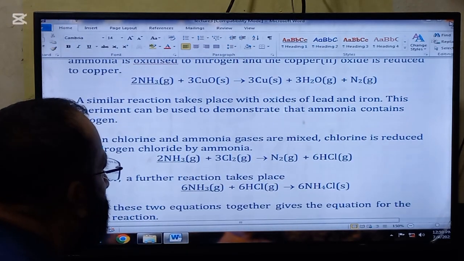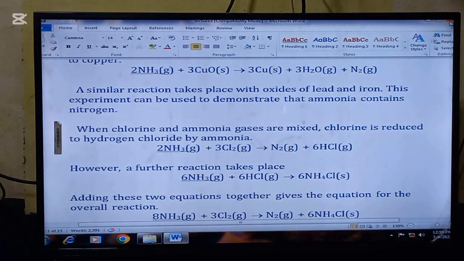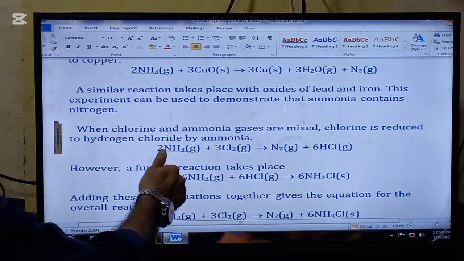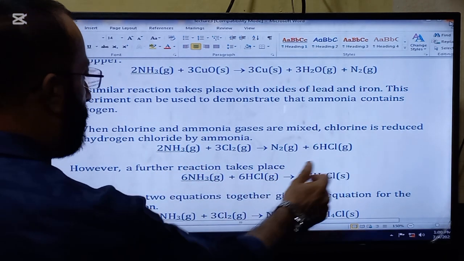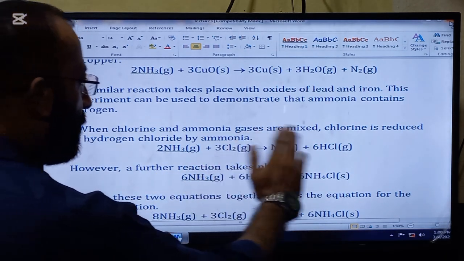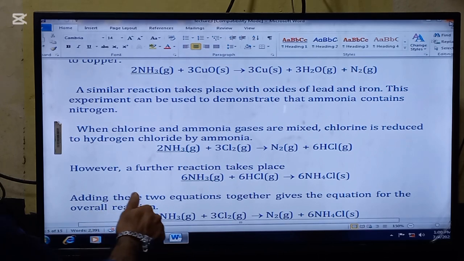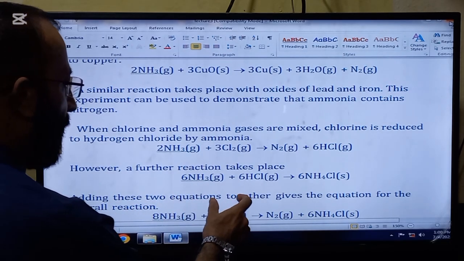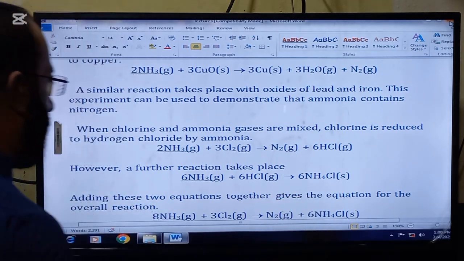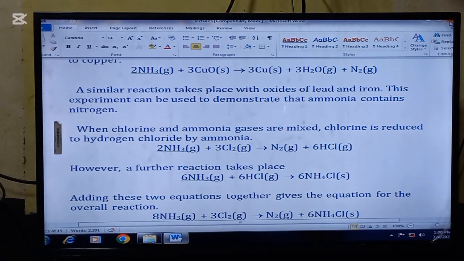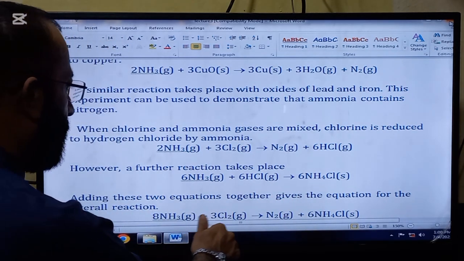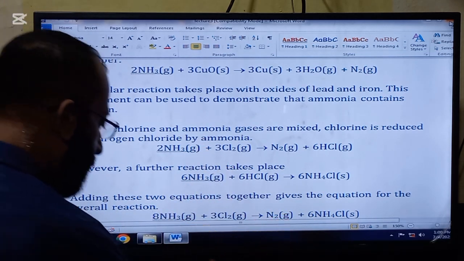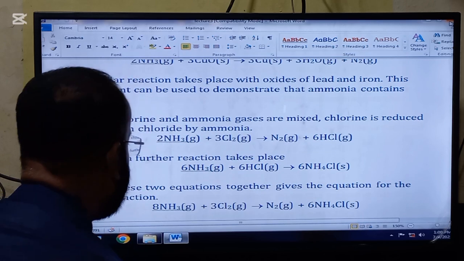When chlorine and ammonia gases are mixed, chlorine is reduced to hydrogen chloride. So hydrogen chloride will be produced because chlorine will be reduced to HCl. However, a further reaction takes place and ammonia plus HCl combines to form ammonium chloride. Adding these two equations together gives the overall equation. So these two equations will combine and form this equation.